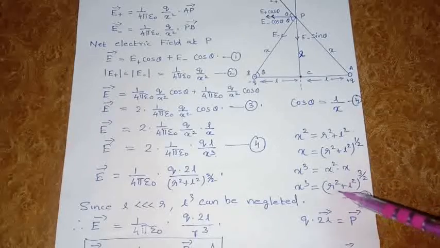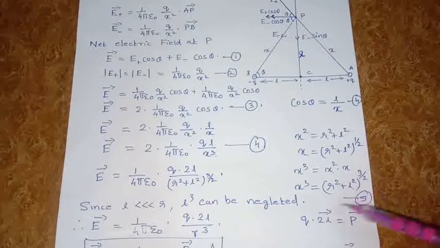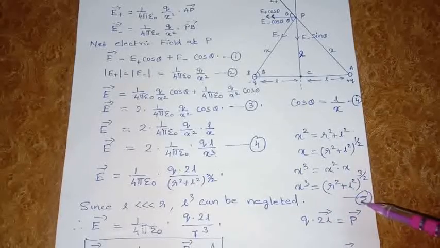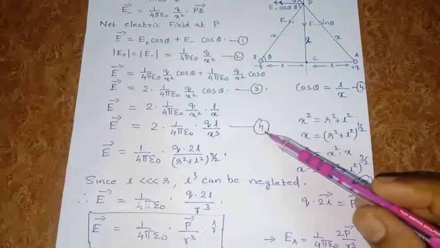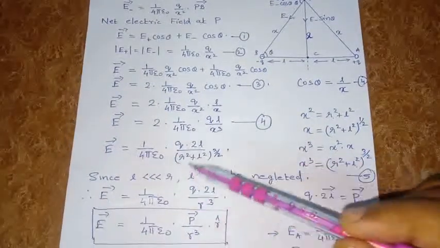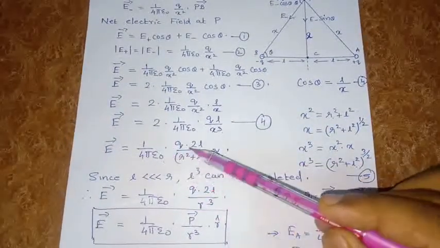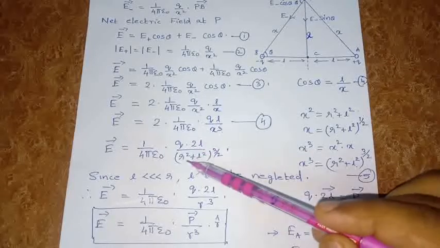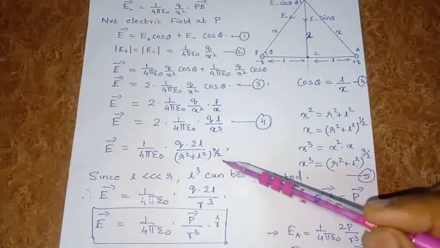That will result in (r square plus l square) all raised to 3 by 2. Put this as equation number 5. Now I'm going to substitute equation number 5 in 4. So I will be getting E is equal to 1 by 4 pi epsilon 0 Q into 2L divided by (R square plus L square) all raised to 3 by 2.